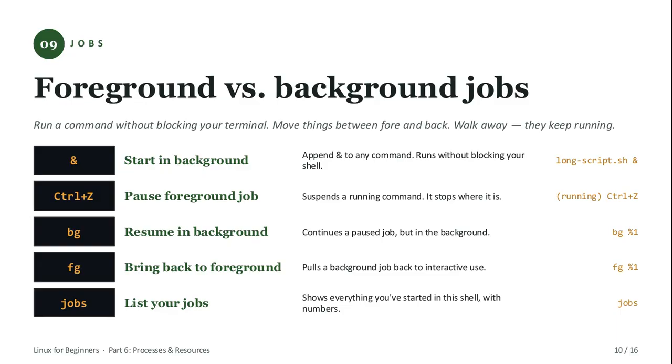If something's already running and tying up your terminal, hit Ctrl+Z to pause it, then bg to let it continue in the background, or fg to pull it back to the front. And jobs on its own lists everything you've started in this shell, each with a little number you can refer to, like fg %1 to grab job 1.